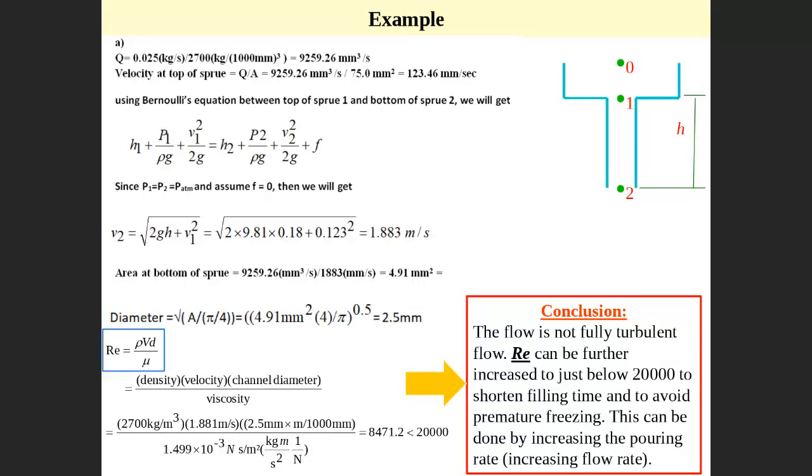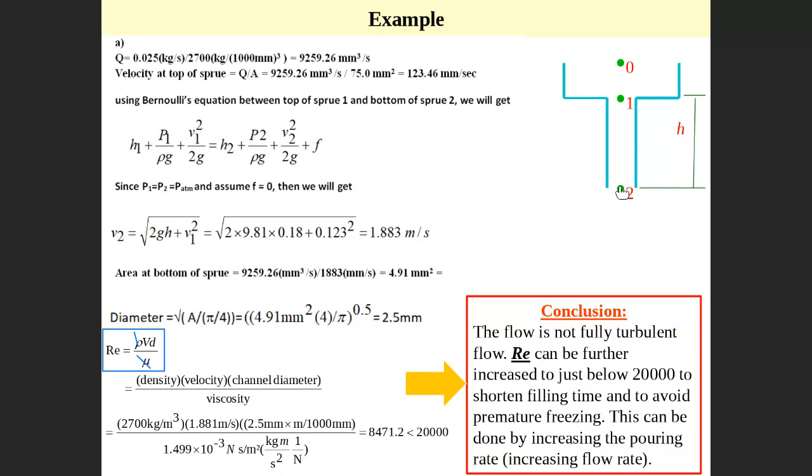To apply the Reynolds equation, we need rho and V. Rho is given and viscosity is given. Rho is okay, and viscosity is given also. Still, we don't know V and D. We need to get the velocity and diameter at the down spiral, at point 2. Then we can apply them in the equation.